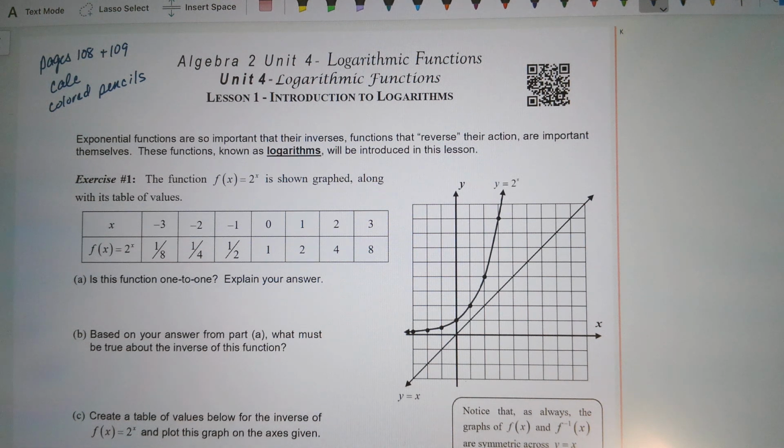Today we're on pages 108 and 109 of our textbook. We're beginning Unit 4, which is logarithmic functions. Lesson 1 is an introduction to logarithms. It'd be good if you had your calculator and some colored pencils while viewing this video.